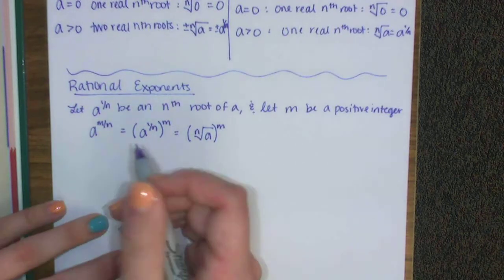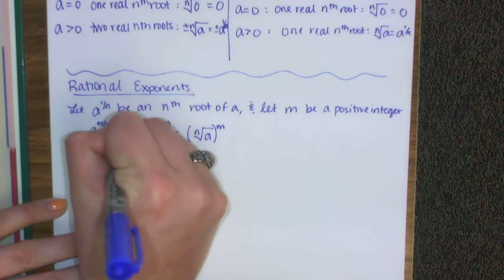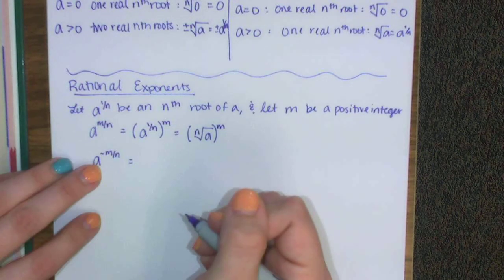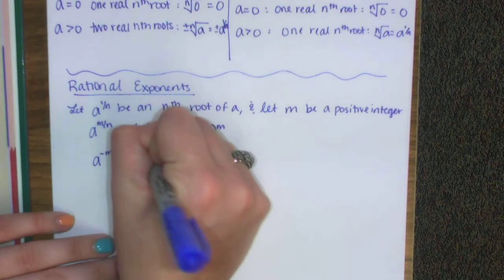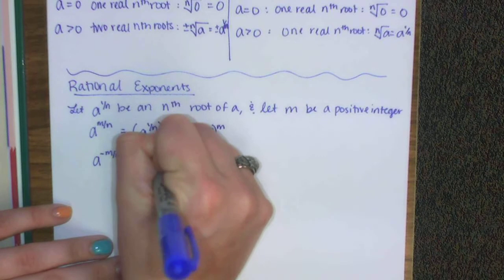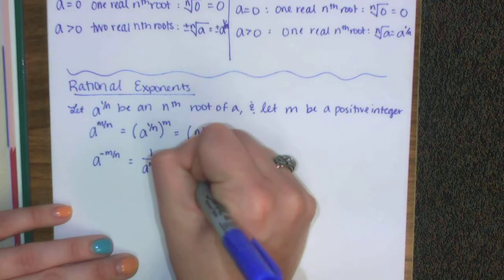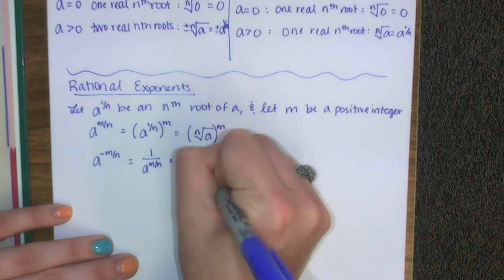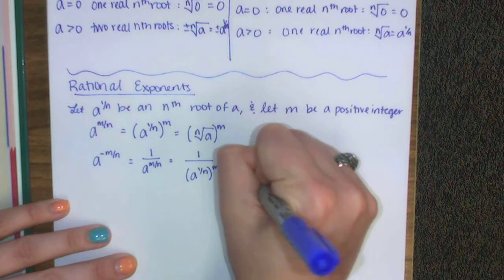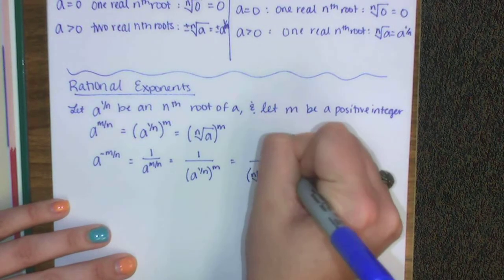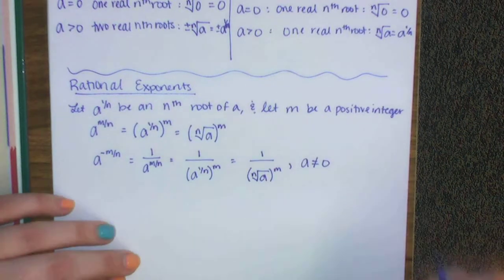And then the next option we have is a to the minus m over n. Remember from rules of exponents that negative is going to bring it all to the bottom. So 1 over a to the m over n is equal to 1 over, in parentheses, a to the 1 over n, all raised to the m, which is the same as 1 over the nth root of a, all raised to the m. And here we're going to assume that a is not equal to 0, because you can't divide by 0.